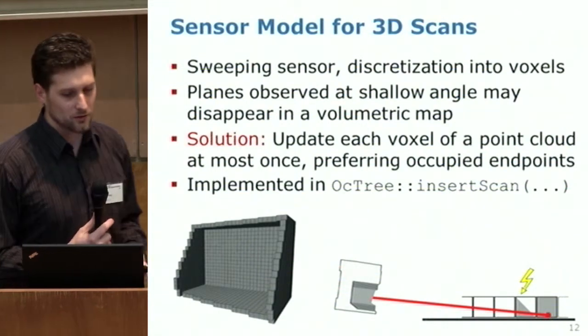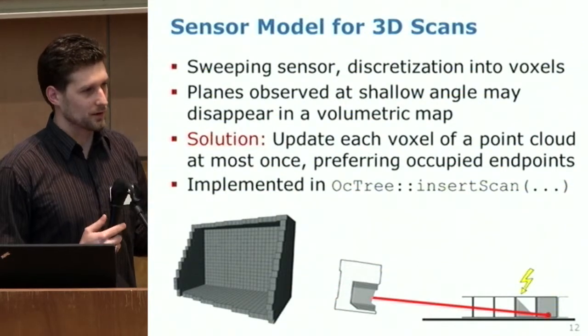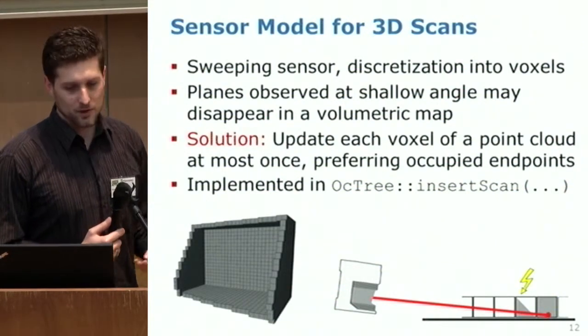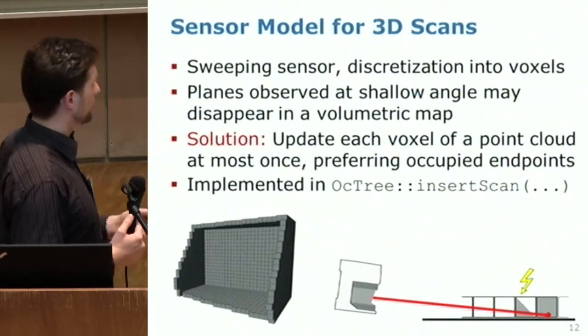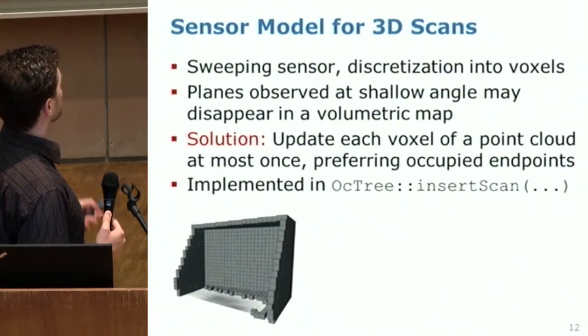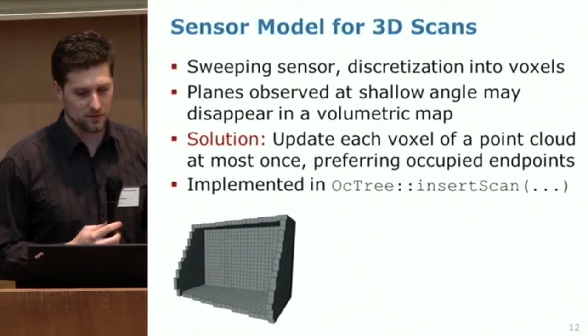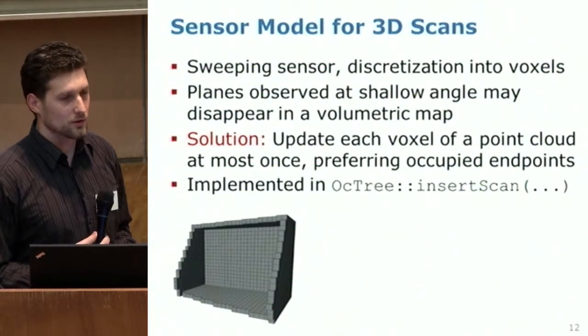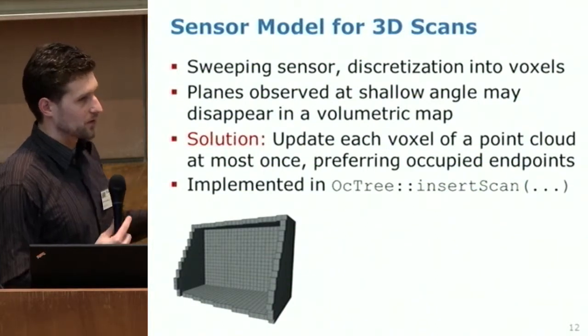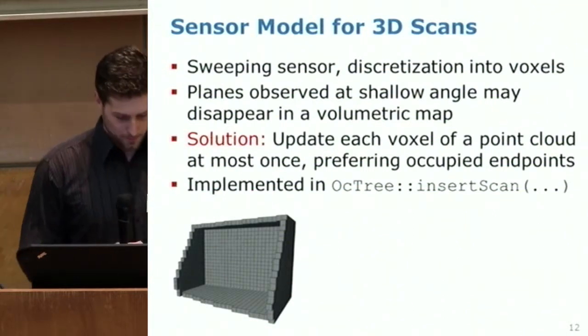So our solution for this is to update each voxel of one complete point cloud at most once, where we give a preference to occupied endpoints so that we can ensure that everything that's occupied in the scan will end up being occupied in the map. And this is implemented in the insert scan functionality in Octree, which is also more efficient because it's a batch insertion rather than inserting single rays.